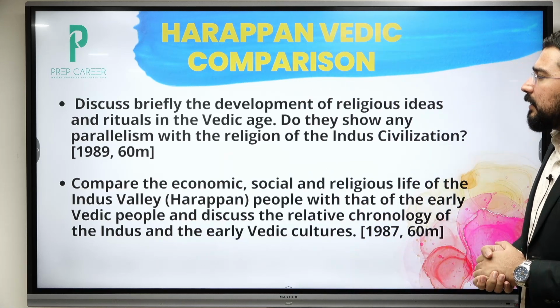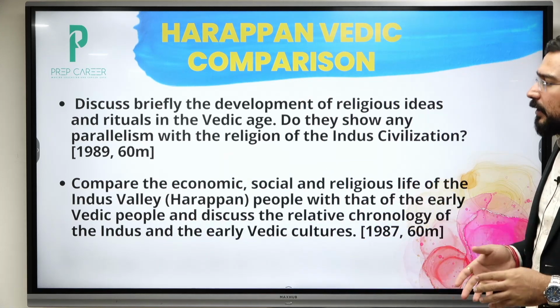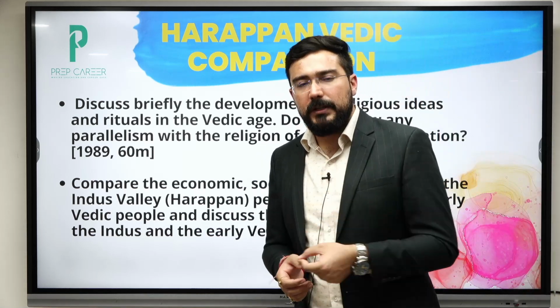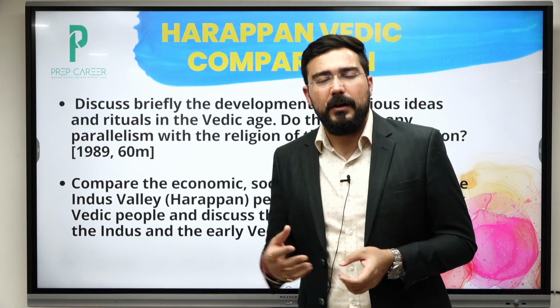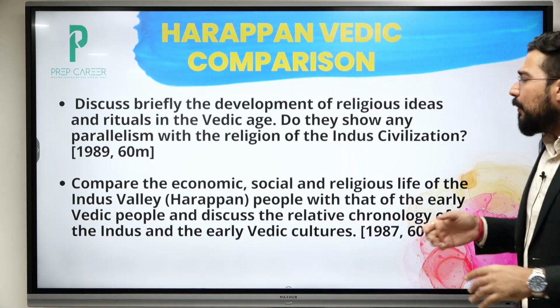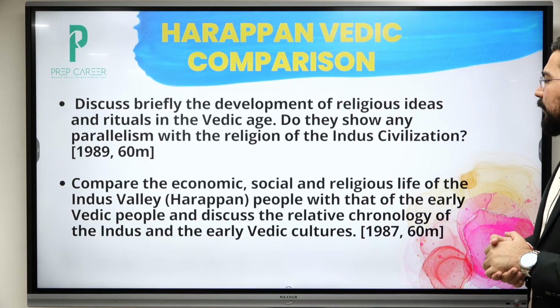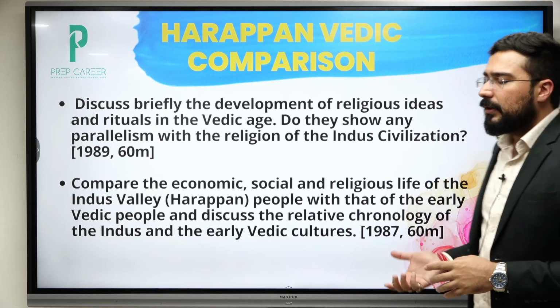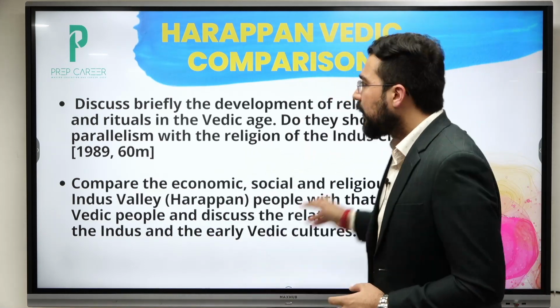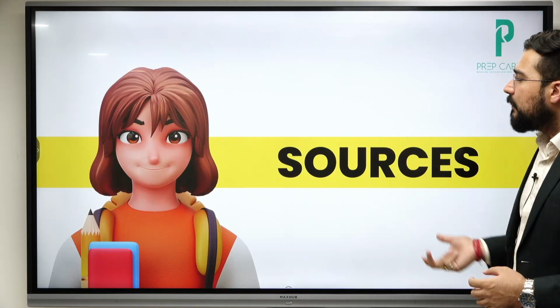Development of religious art and rituals in the Vedic age. Do they show any parallelism? So this is the continuity of the religion of the Harappans with the Vedic Aryans. There is Proto Shiva, nature worship, Ma Shakambari. All those points with respect to religion you can write down. Compare the economic, social and religious life of the Indus Valley people along with that of early Vedic people. Previously such questions used to come on a large scale. Okay, so we have just covered the important themes which you need to understand.